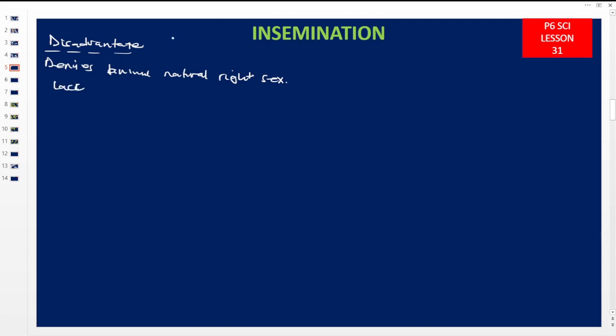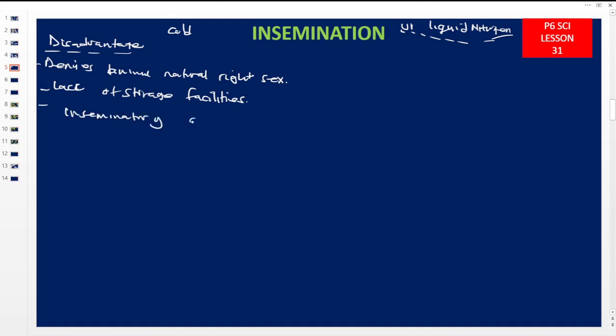Remember, these sperms are kept under coldness, especially under what we call liquid nitrogen, which is very expensive, and the canisters are not everywhere. So we have a lack of storage facilities where these things are going to be kept. The sperms, we get them, then we keep them, and we pass them over. And again, the inseminator may not be readily available.